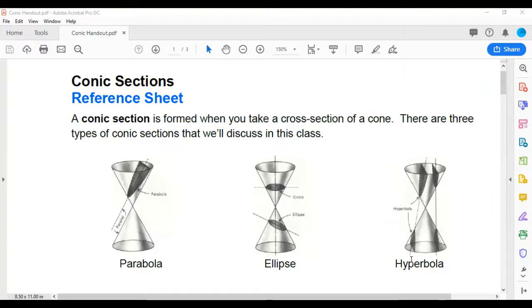Because I'm hitting both top and bottom, a hyperbola has two separate pieces. It's got that bottom piece and the top piece. So these are the different types of our conic sections. Now let's take a look at each of these three in a little bit more detail.